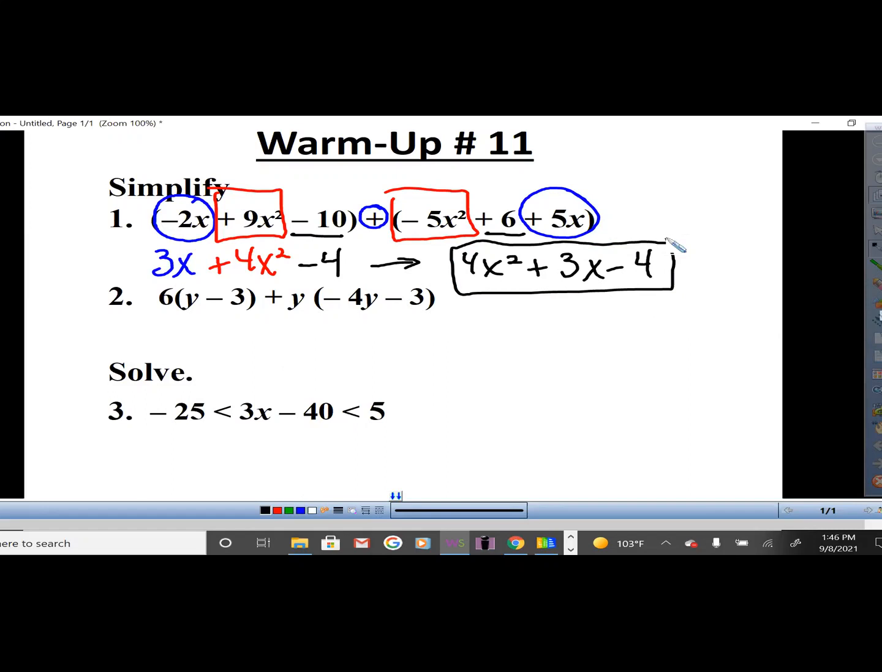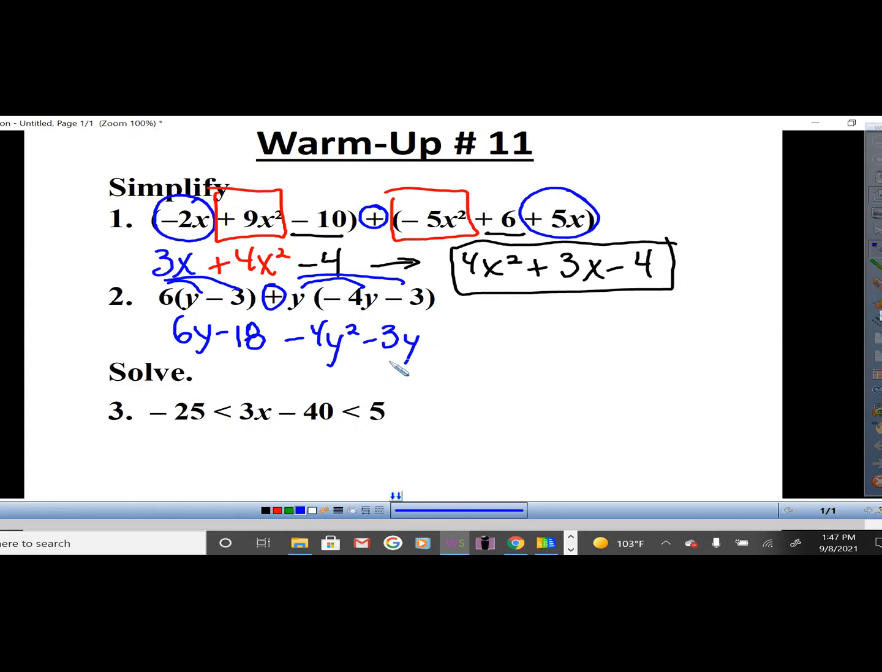Okay, move on. Number two, same thing, simplify. It reads 6, open parentheses, y minus 3, close parentheses, plus y, open parentheses, negative 4y minus 3, close parentheses. Same thing, I'm going to check for addition. There it is. However, now I have factors in front of each parenthesis. So I'm going to distribute the 6 to each of these two terms. So this is 6y minus 18. Then I have the y, and I'm going to distribute the y to those two terms. That gives us negative 4y squared minus 3y.